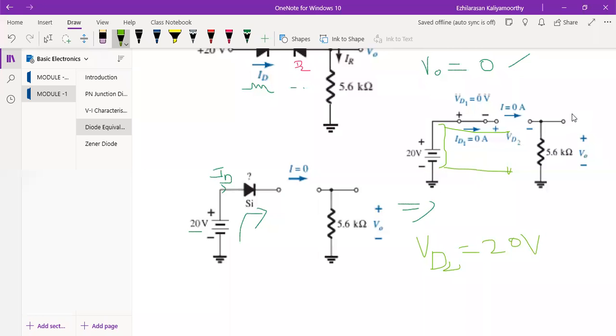Because this is a battery here. This is open circuit here. So what will be the voltage over there? Whatever the voltage here, the same voltage only I will get here also. So it's nothing but VD2.